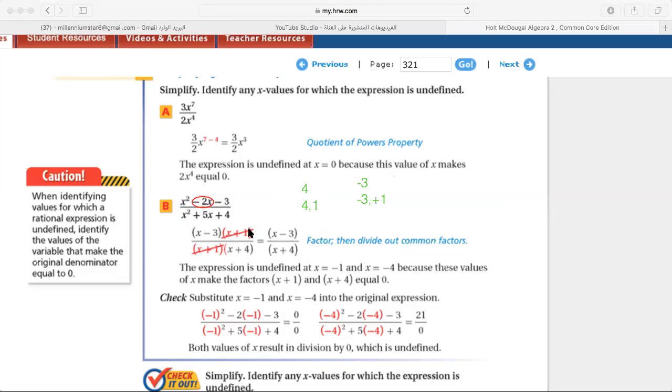So up in the numerator and down in the denominator, I have a common x plus 1. So I'm going to cross them out. So what is left here is x minus 3 over x plus 4. So the steps are: factor, then divide out common factors. The expression is undefined at x equal to negative 1 and x equal to negative 4 because these values of x make the factors x plus 1 and x plus 4 equal to 0.